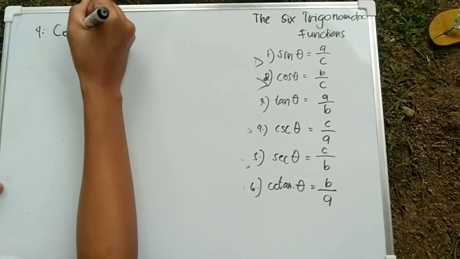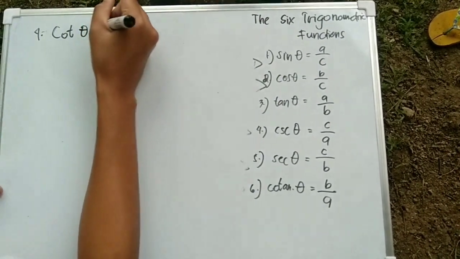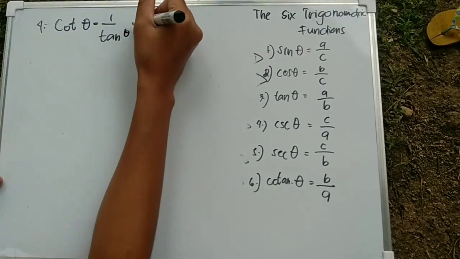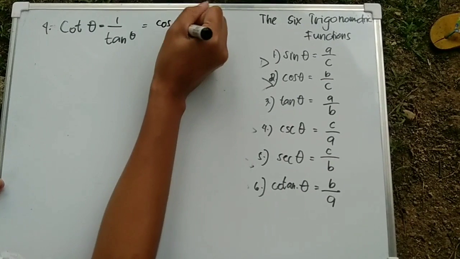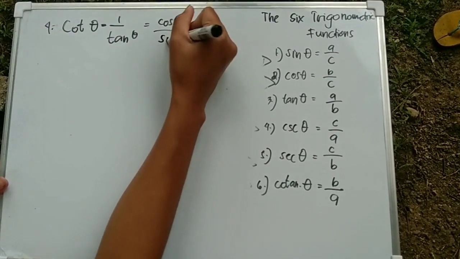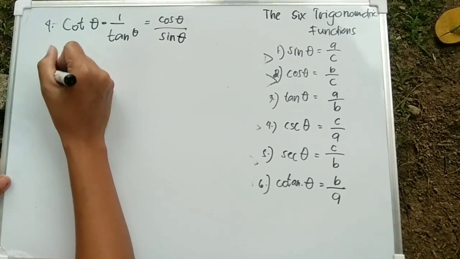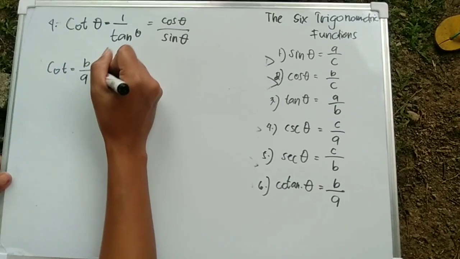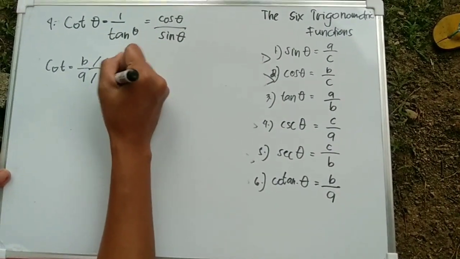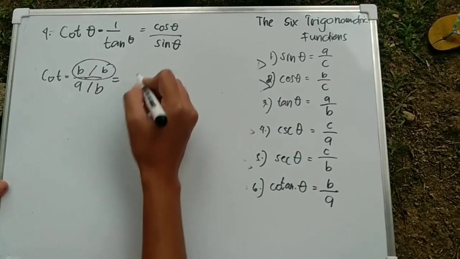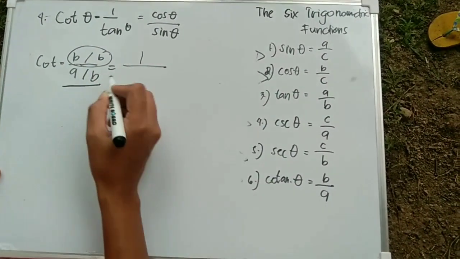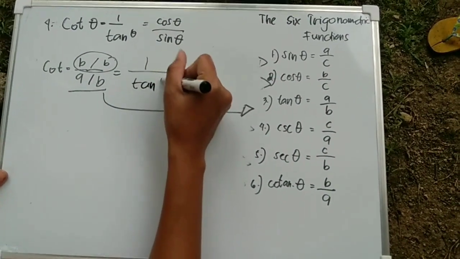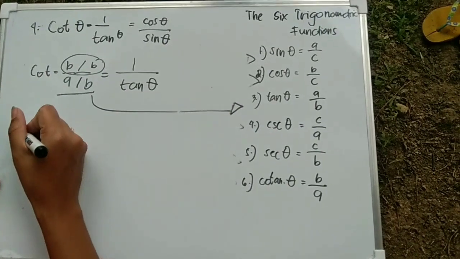So next is number 4. Cotangent theta is equal to 1 over tangent theta, and it can also be equal to cosine theta over sine theta. So let's identify first that cotangent theta is equal to 1 over tangent theta. Cotangent theta is B over A, divide both by B. So the numerator is 1 and A over B is tangent theta. So that is why cotangent theta is equal to 1 over tangent theta.